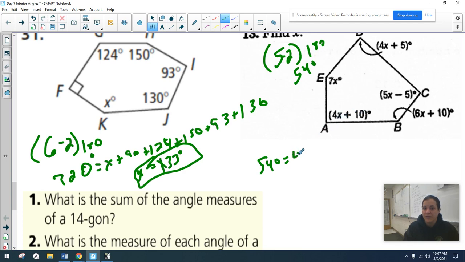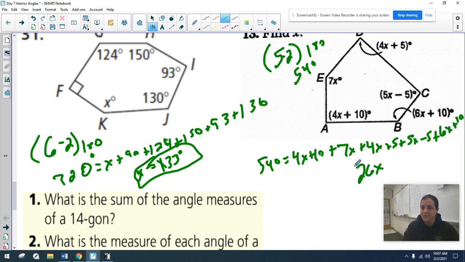So I've got 4x and 10. I've got the 7x, 4x and 5. I've got 5x minus 5. And I ran out of room. I've got 6x and 10. There we go. Okay, so if I add my x's, 4, 7, 4, 15, and 11 is 26 x's.